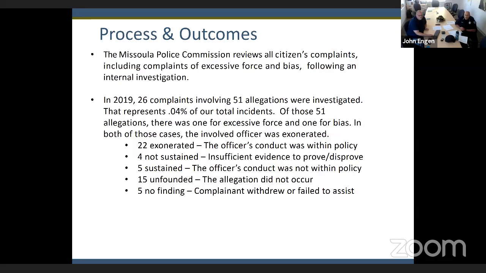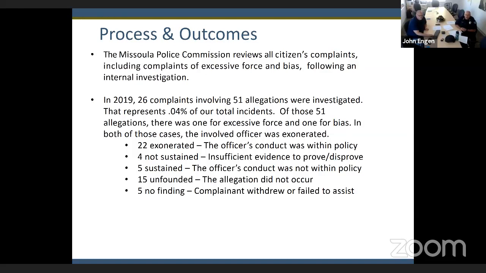Overall, 22 of those allegations were exonerated, which means that the officer's conduct was within policy and the law. Four were not sustained, which meant that there was insufficient evidence to prove or disprove the allegation. Five were sustained, which meant that the officer's conduct was not within policy. 15 were unfounded, which means the allegation did not occur.